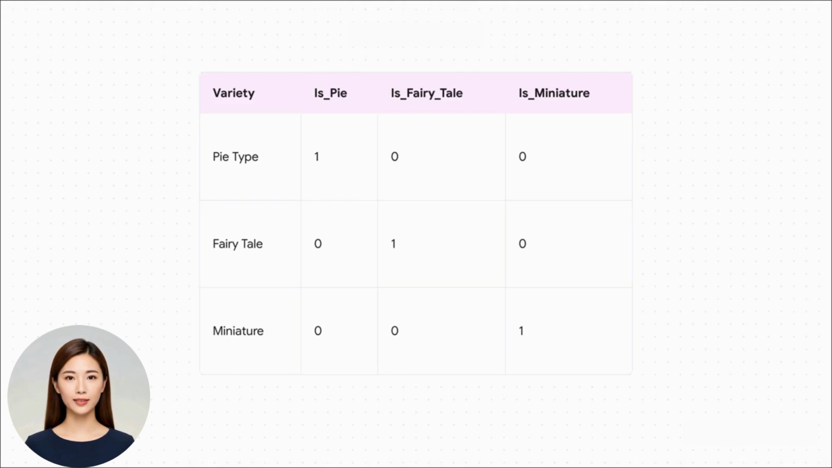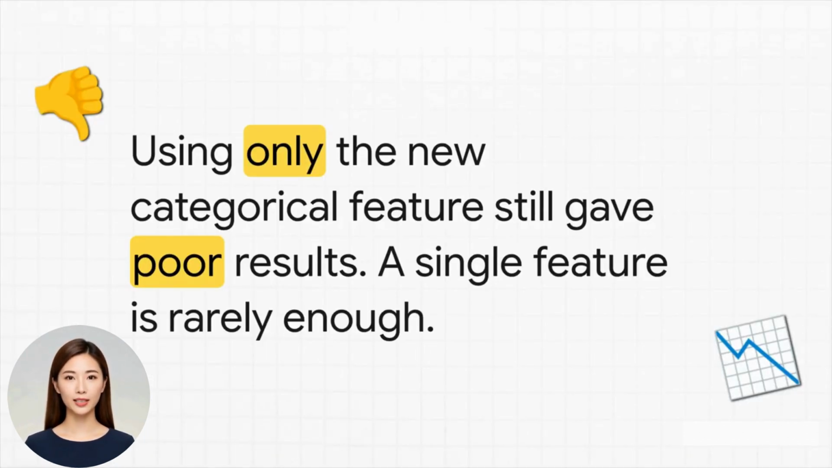And check this out. This shows you exactly how it works. See? A pumpkin that was originally labeled pie type now gets a 1 in the new is_pie column and a 0 in all the others. A fairy tale gets a 1 in its column and zeros everywhere else. And just like that, we've turned our text into numbers our model can use without creating any of those fake rankings. It's pretty genius.